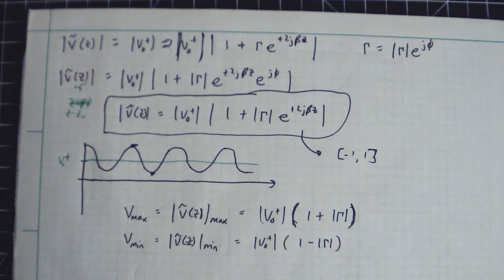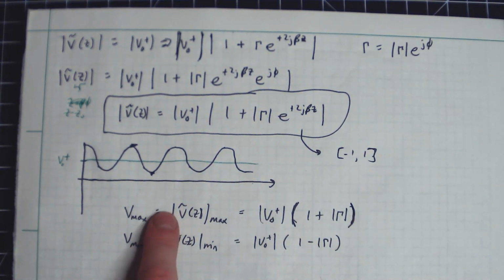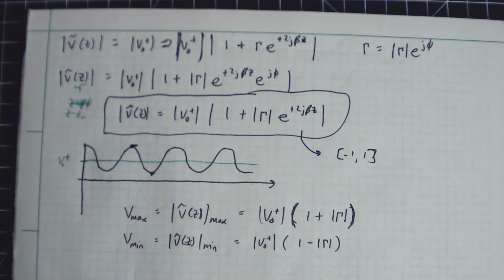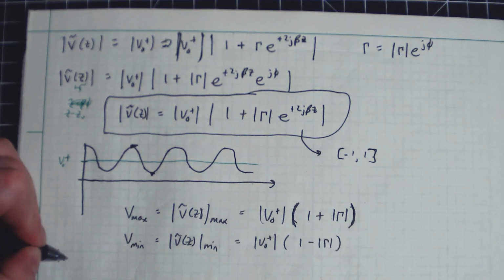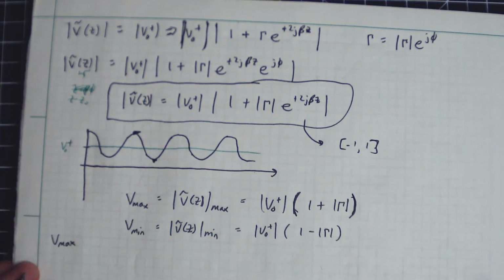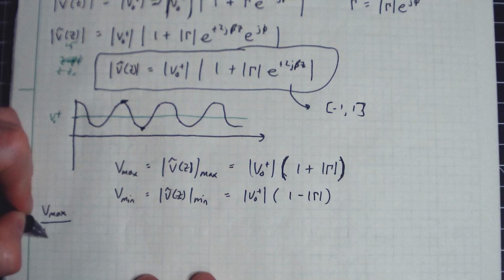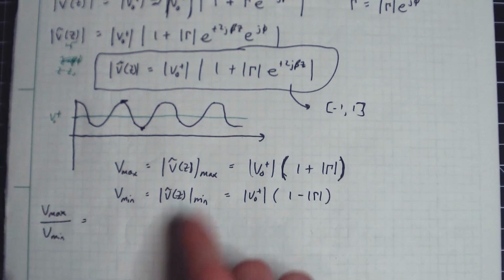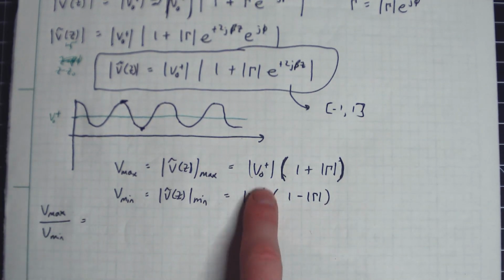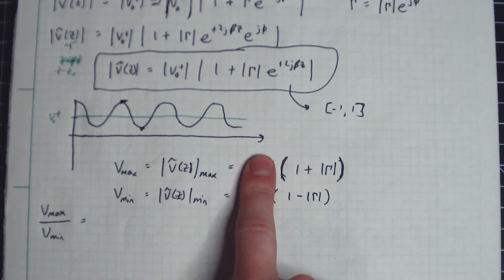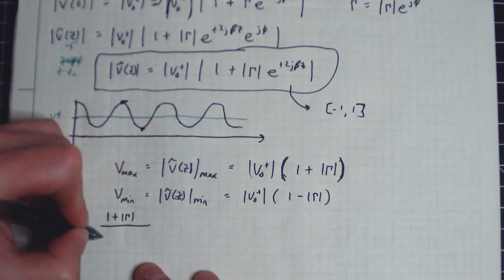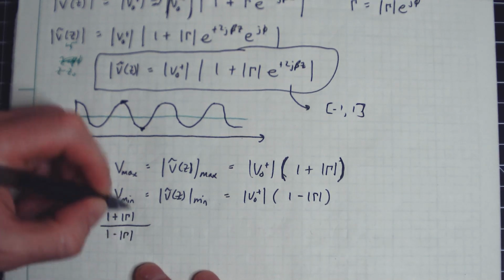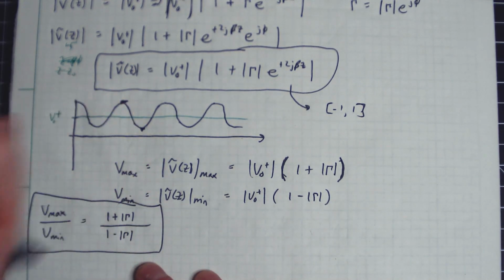There we go. So we now know what the peak here is, that's my Vmax, and I know what the Vmin is over here. So let's take the ratio of that. Vmax divided by Vmin is going to be this guy divided by that. So you notice these two terms here are going to divide out, and you're just going to get 1 plus the magnitude of gamma divided by 1 minus the magnitude of gamma.